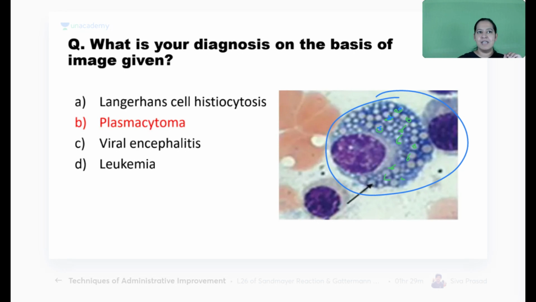Can you see the aggregates? These all are aggregates. And this abnormal plasma cell, which contains multiple aggregates of light chain in the cytoplasm, such an abnormal plasma cell is known as Mott cell. And it is seen in all plasma cell dyscrasias.